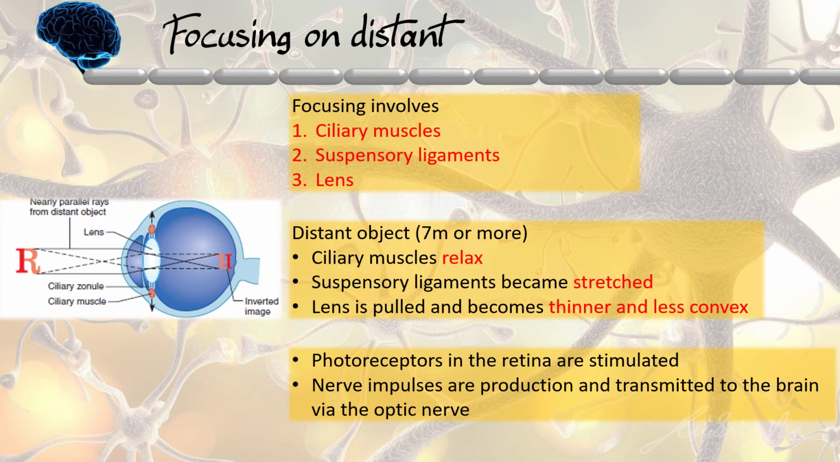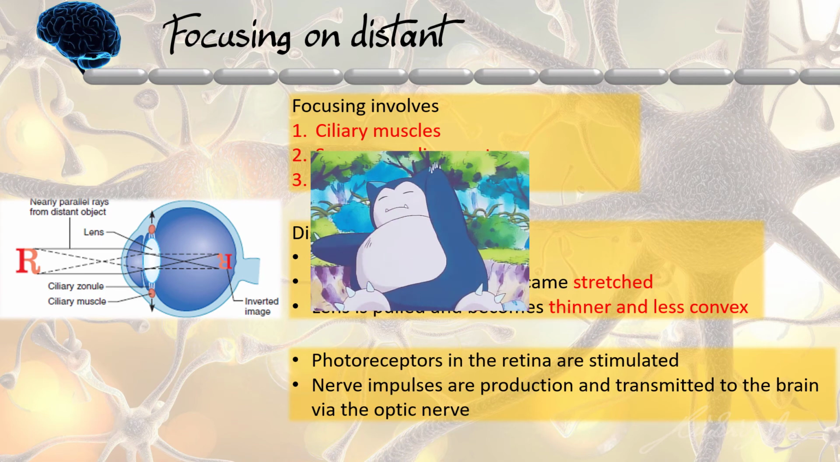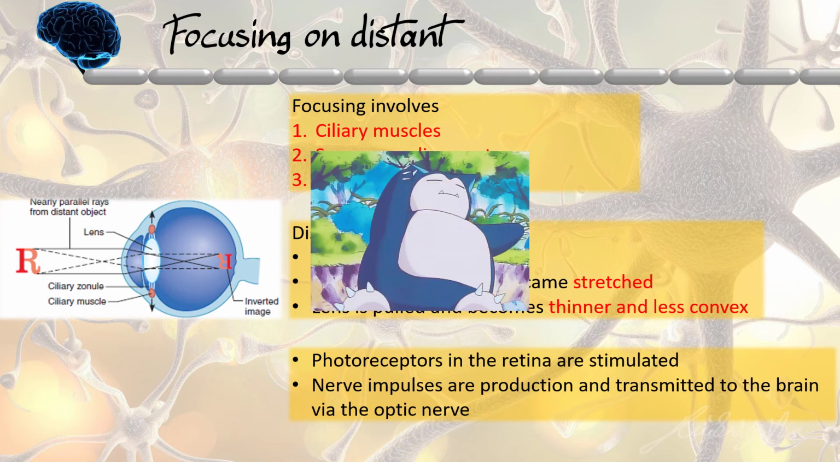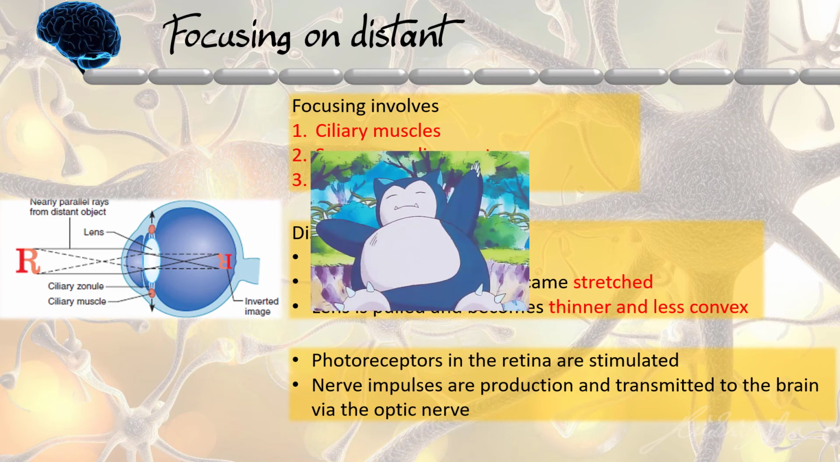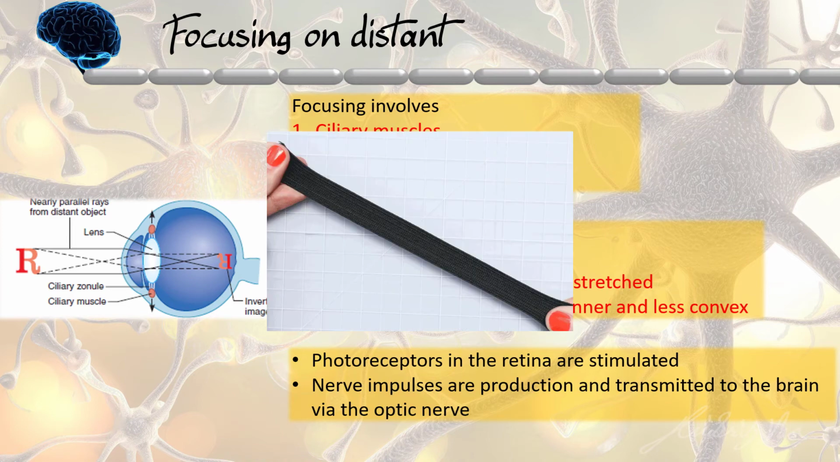And when our ciliary muscle is relaxed, it actually becomes shorter. So imagine you are relaxing, stretching your arms. When we are stretching and relaxing, it will pull the suspensory ligament. And this will in turn cause the lens to be pulled and become thinner.